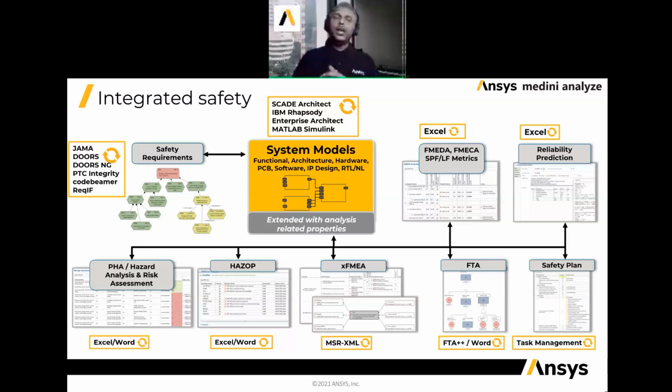And then to support the complete safety analysis, we support FMEA analysis here, then FMEDA analysis here. We support both qualitative and quantitative analysis, fault tree analysis, safety plan, and then checklists and so on. So there are a bunch of features that are supported in Medini Analyze to help you develop these kinds of analyses on the system that you're working on.